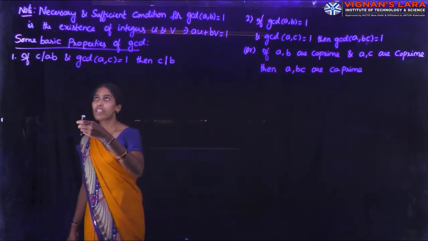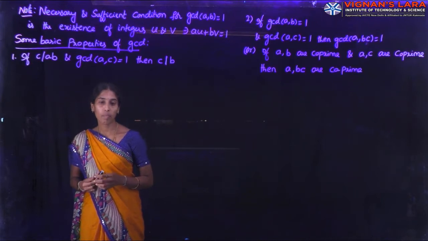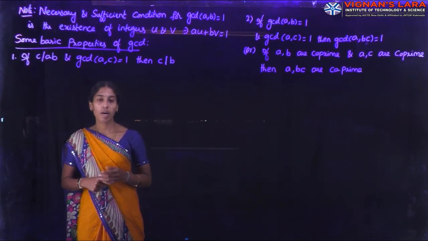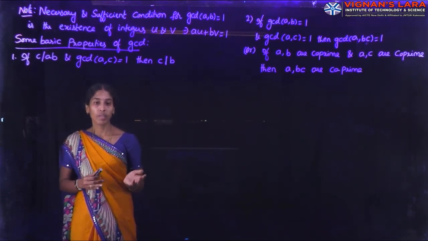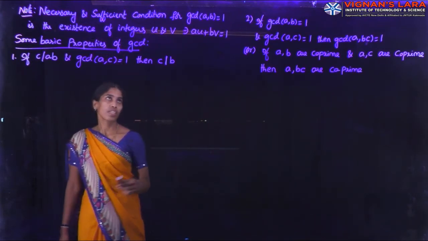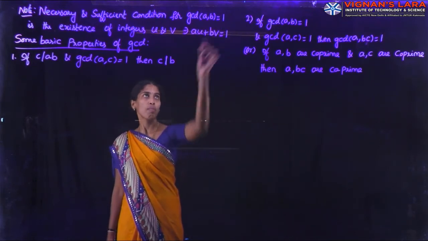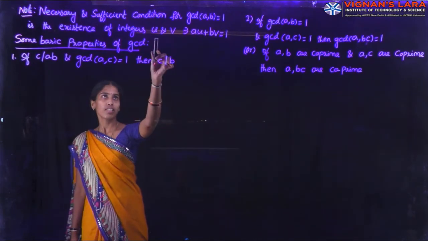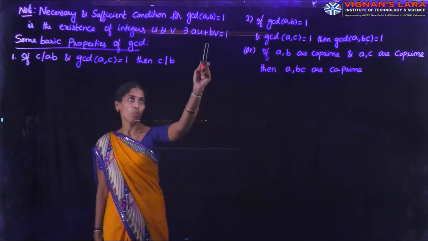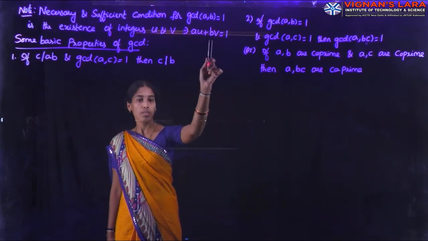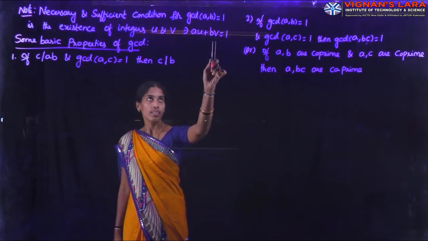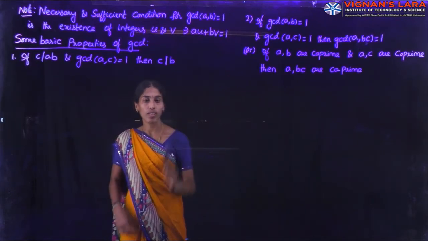Already we discussed the previous result: whenever GCD of A comma B is equal to some D, that GCD value can be expressed as UA plus VB, where U comma V are integers. This is a necessary and sufficient condition: whenever GCD of A comma B is equal to 1, there exist two integers U and V such that AU plus BV is equal to 1. Suppose AU plus BV is equal to 1, where U and V are integers, then GCD of A comma B equals 1.